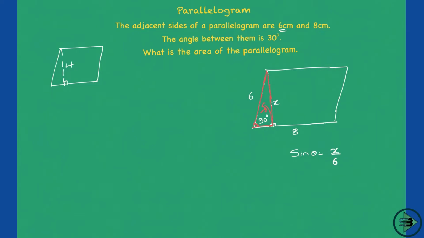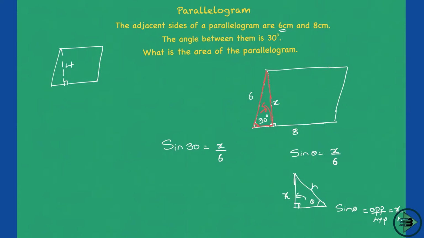So x upon 6. In case you're wondering what I did here, this is what you have studied in trigonometry. If you don't know, just go to the trigonometry class and you will come to know. This is theta, so sine theta is always opposite upon hypotenuse. That's what you should know here. So if this is x, this is h, this is equal to x upon h. I'll write it here as sine 30 is equal to opposite, which is x, upon hypotenuse, which is 6.